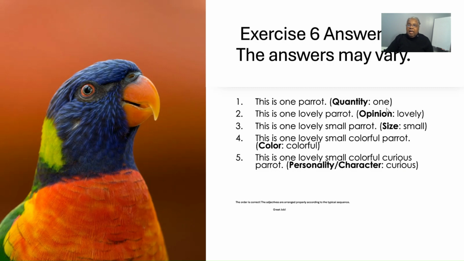Here I spoke about how many parrots I see. I gave my opinion about the parrot, that it was lovely. I spoke about the size, that is small. I spoke about the color and said it's colorful, meaning there's many colors that I see. I spoke about the personality of the parrot. The parrot appears curious. I followed the order of grouping adjectives.